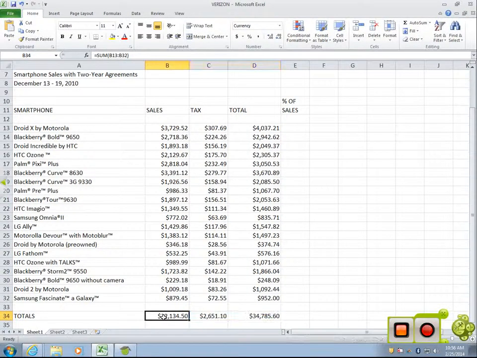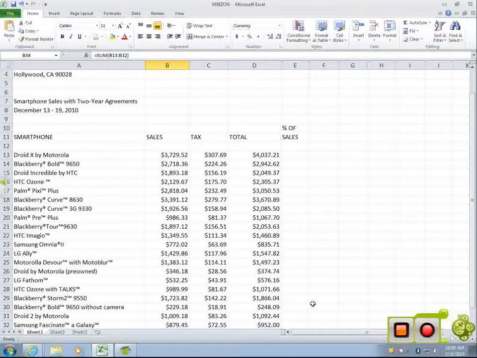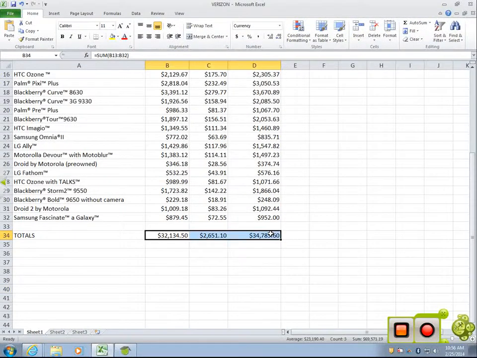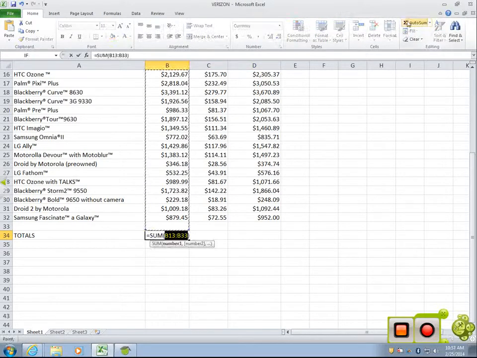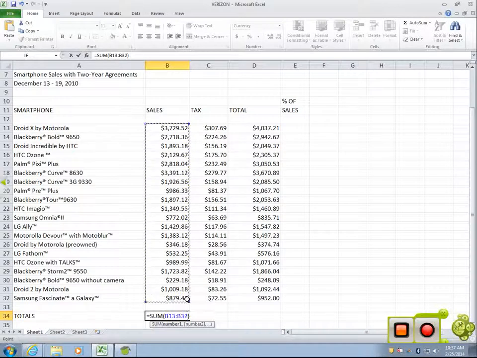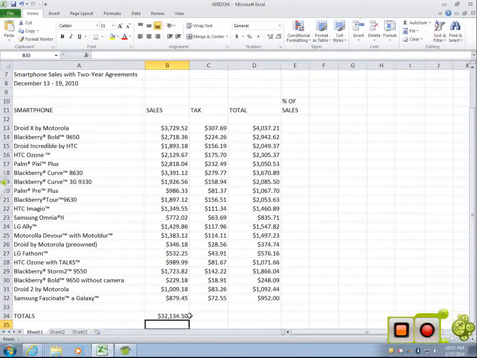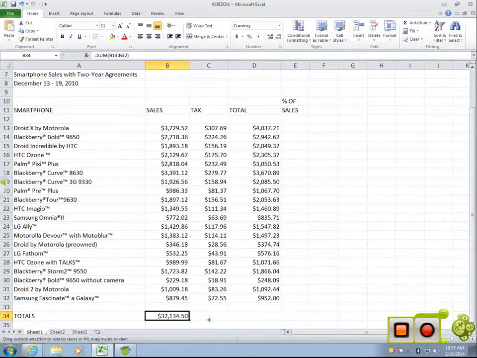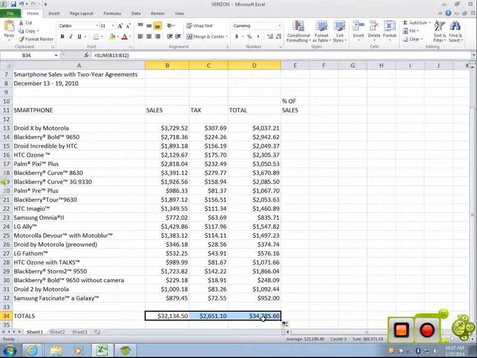Okay, so all I did for this total was auto sum. So I just went here. I delete this. I just went to total, hit the auto sum button, highlighted it, pressed enter, and then dragged it across.